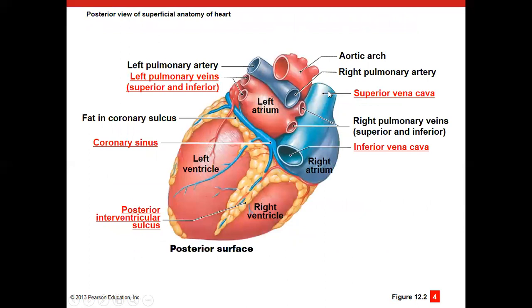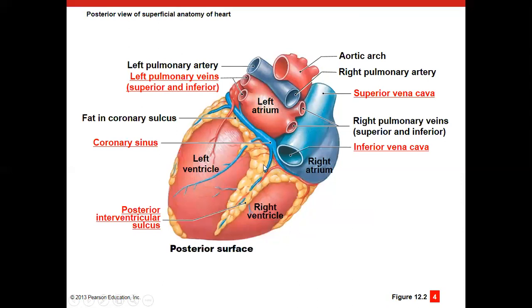So take a look at the posterior side of the heart. Right here are the superior and inferior vena cava that empty blood into the right atrium. There's the coronary sinus. So blood flow to the heart from the coronary arteries makes its way back to the right atrium through the coronary sinus. This is the major coronary vein in coronary circulation. On the left atrium, you have two pulmonary veins on either side. And then you can see the posterior interventricular sulcus between the right ventricle and left ventricle.